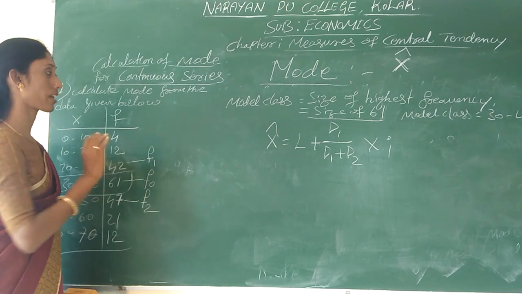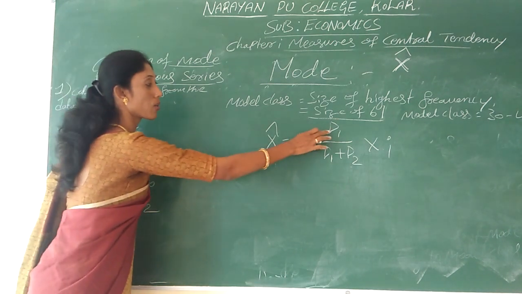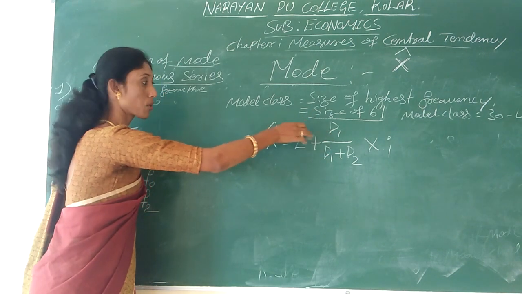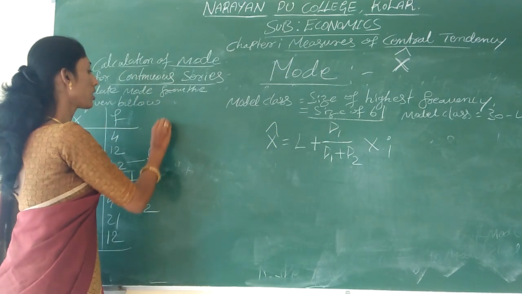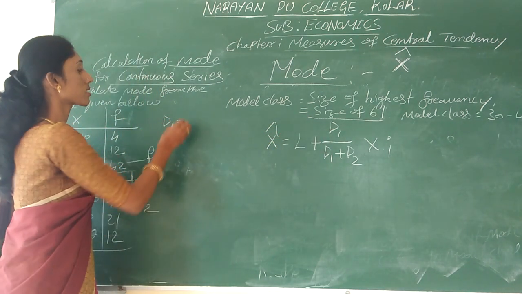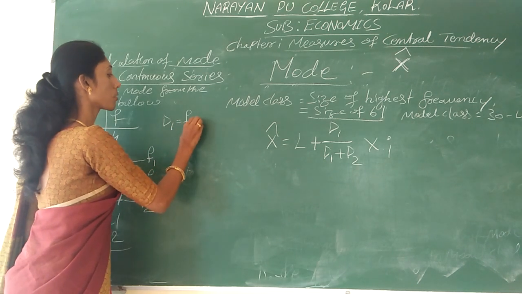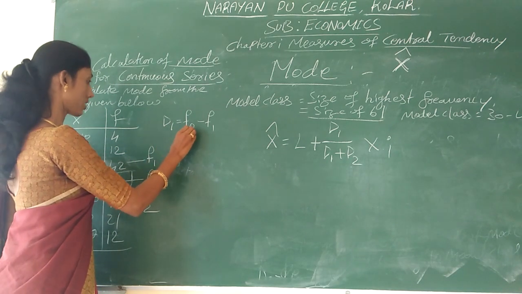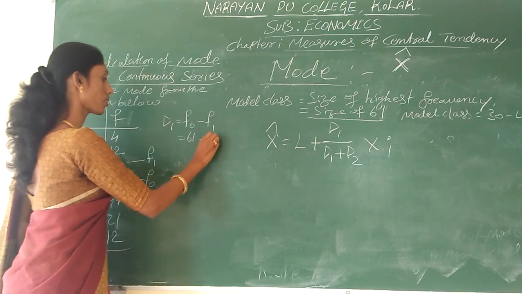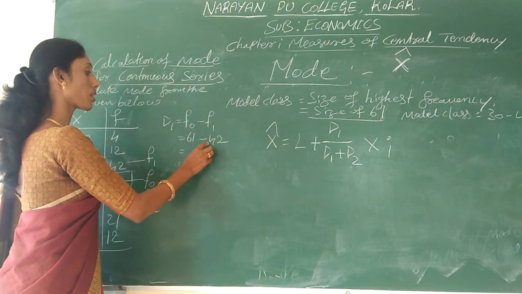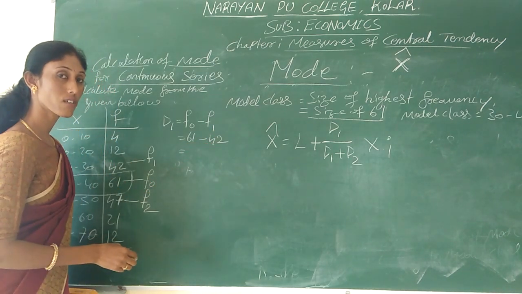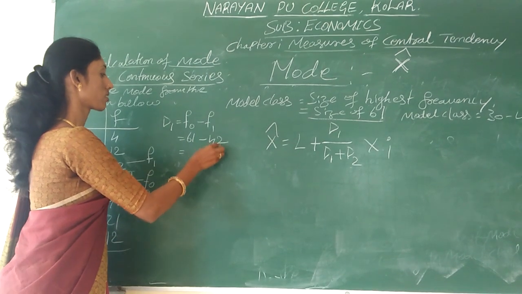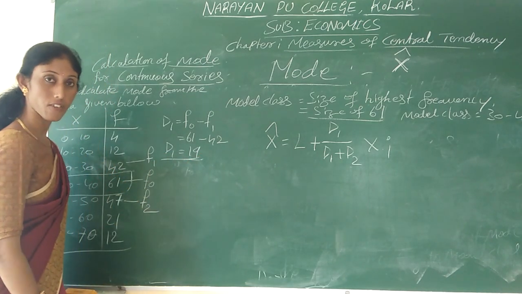Got it? After finding this, you need to find the difference between the frequency of the mode class and the one preceding it to get D1. Now take down the D1 formula: F0 minus F1. What is F0 now? 61, minus F1 which is 42. Then 61 minus 42, how much? Calculate soon. D1 is 19, right?